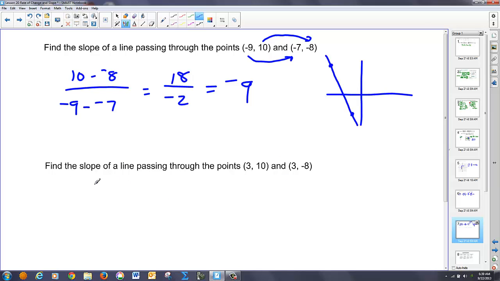Take a look at this slope. Take 10 minus -8 and 3 minus 3. Now you'll notice in this case I get 18 over 0. This over 0 is a problem. You can never divide by 0. This is undefined.